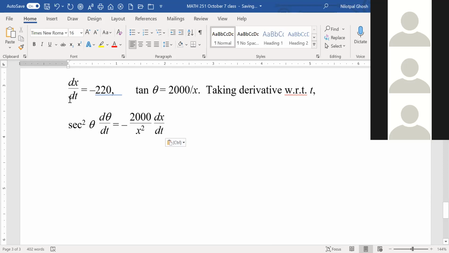And we know dx dt. Do we know sec square theta? So we have to do work on this one. So at the moment, or at the time when the plane is 1 mile away, 1 mile was 5,280. At the time when x equals 5,280, first of all, tan theta.